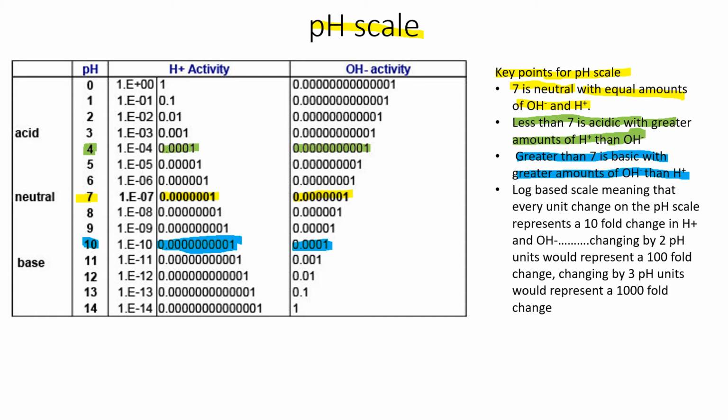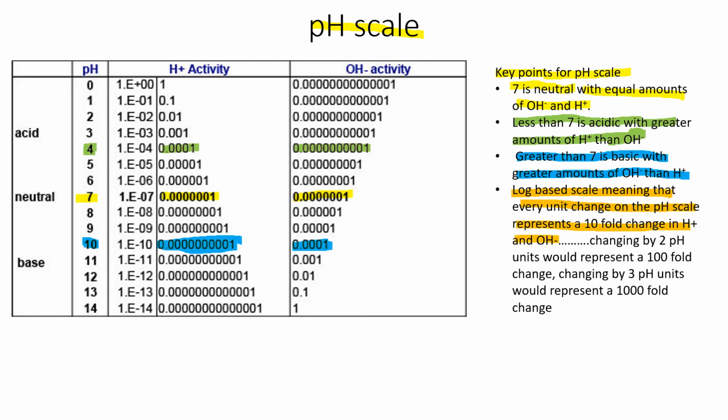If you're basic, you're going to have much more OH minus than H plus. The last thing we want to look at on the pH scale is this idea that it is in a log-based scale. Now, we're not going to do any calculations, but we at least need to understand what a log-based scale is. On a log-based scale, every unit change on the pH scale represents a 10-fold change in H plus and OH minus.